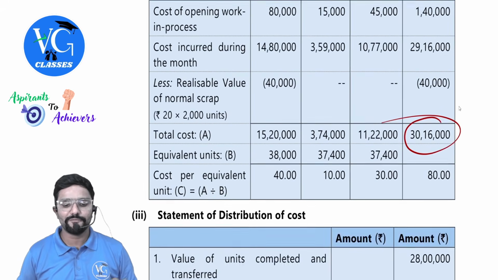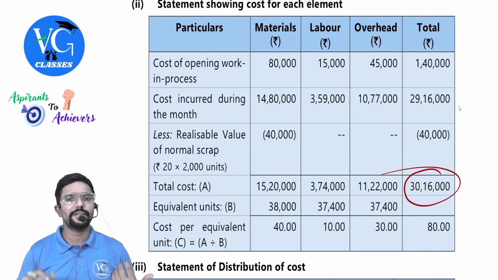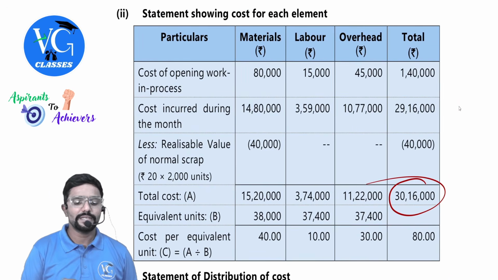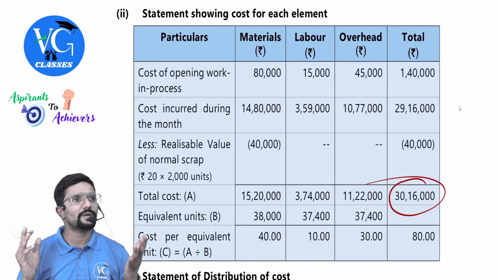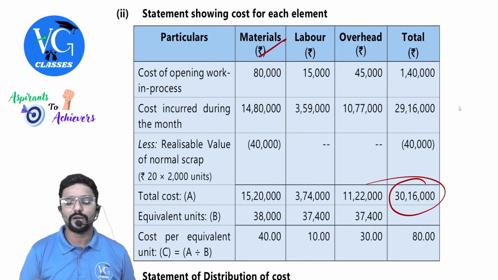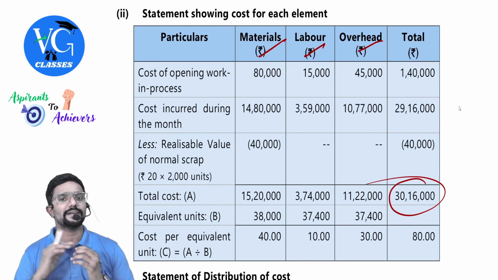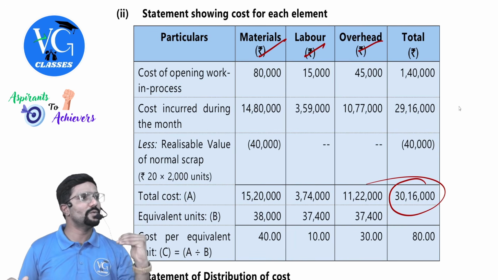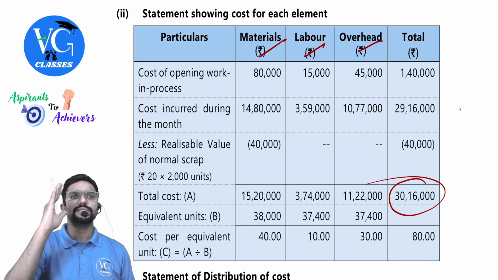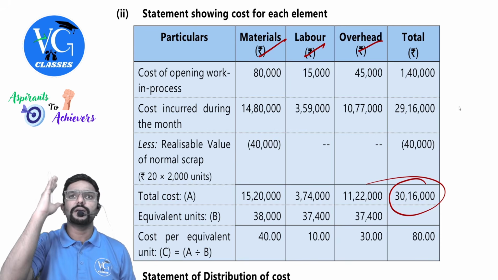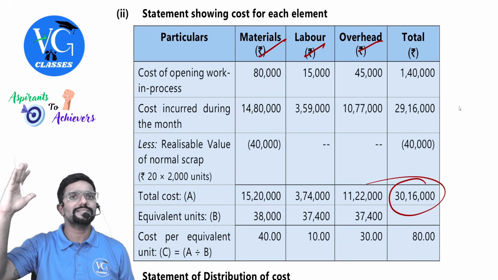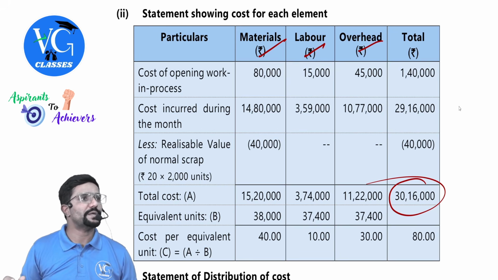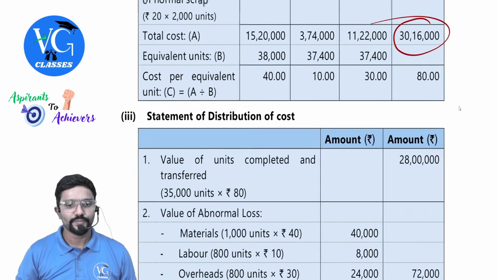And here, guys, instead of presenting the data like this, sir, can we present like how we did in the class? Yes. For example, sir, can I interchange the rows and columns? Yes. So here the columns are material, labor, overhead. Instead of that, sir, can I bring the rows as material, labor, overhead, total, and the columns as cost of opening WAP, current period cost, total cost, equivalent units, then the last cost per equivalent unit. You can do that way also.